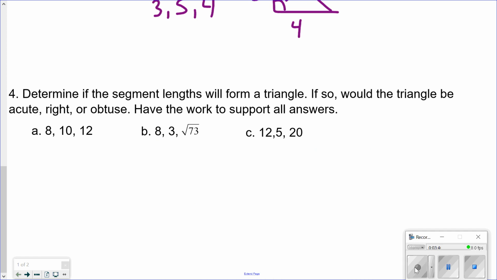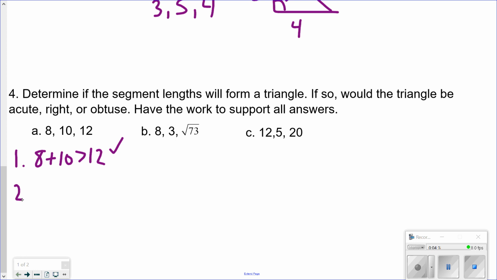Number 4, determine if the segment lengths will form a triangle. If so, would the triangle be acute, right, or obtuse? All right, so let's start with A here. The first thing we need to decide is, will this create a triangle? So to determine if the lengths will create a triangle, we want to look at the 2 shorter legs, add them up, and see if they're greater than the longest leg. So in this case, 8 plus 10, is that greater than 12? It is. So this will create a triangle.